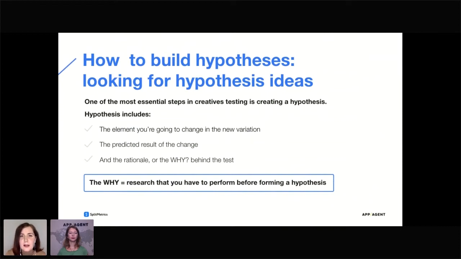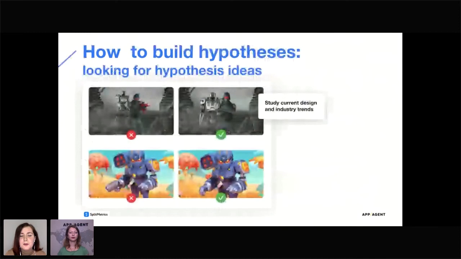So I'll dwell on the last one for starters. This is about the research that you need to do before you form a hypothesis. The thing is, the ideas are out there, you just need to look around. So let's look around together. Firstly, you can study current design trends and industry trends. For example, App Store updates their artwork guidelines, and then they say that they no longer accept realistic guns in their artwork. So obviously, when forming a hypothesis, you will avoid placing realistic guns on your screenshots.